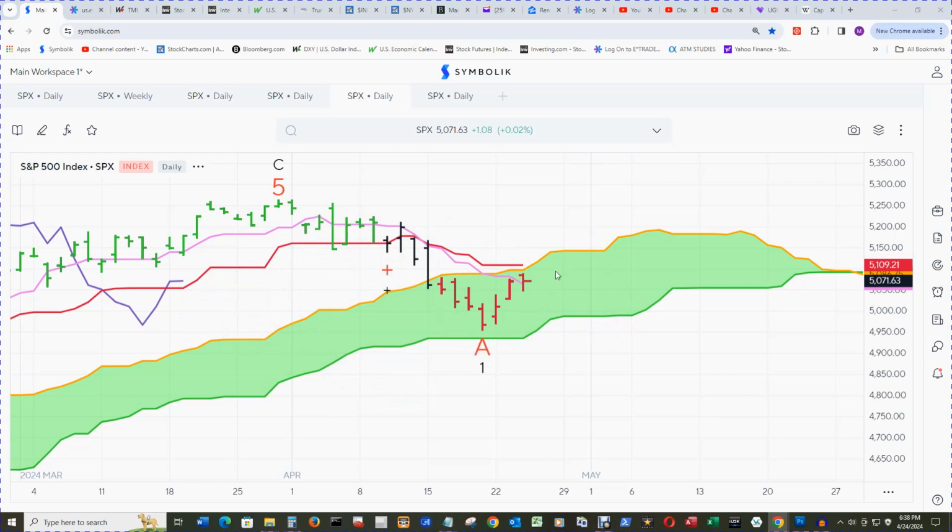Looking forward, we only get the cloud itself. We can look at the top of the cloud, leading span 1 and leading span 2. Looking back 26 days at the lagging line, we can see that it was actually below the baseline 26 bars back and then ended up above it for end of day. This is a good thing.